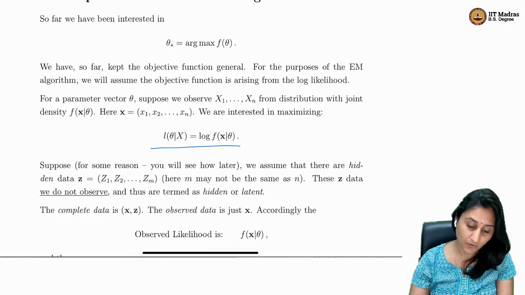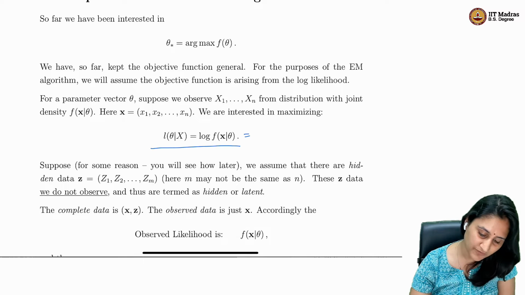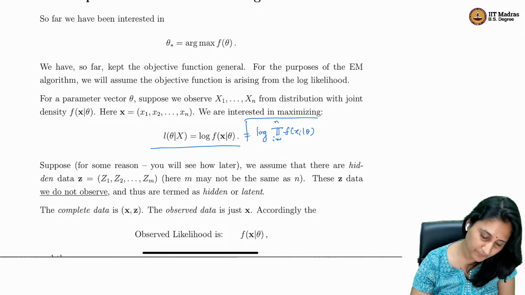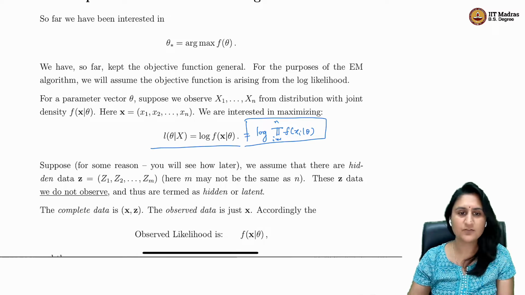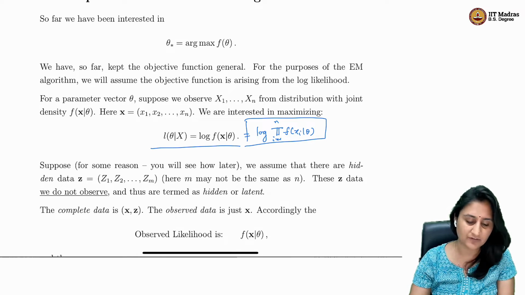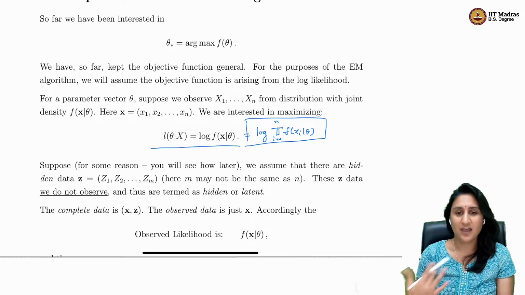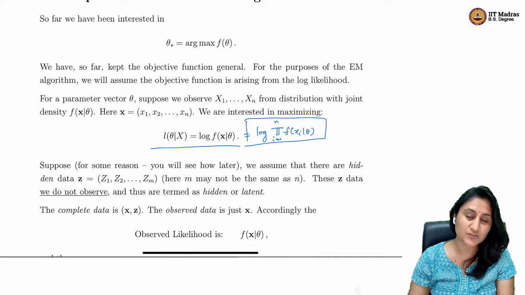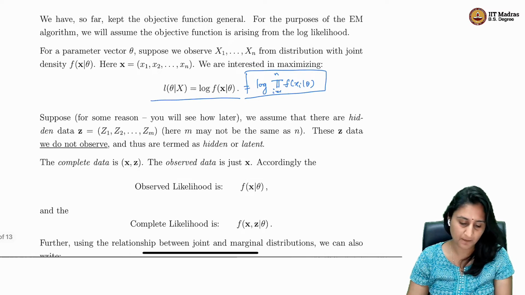Now, if I do have independent observations, then this becomes log of the product of f of xi given theta, i going from 1 to n. If I have independence, which I'll assume most often, but I need not have independence. I don't want to assume that in my notation.